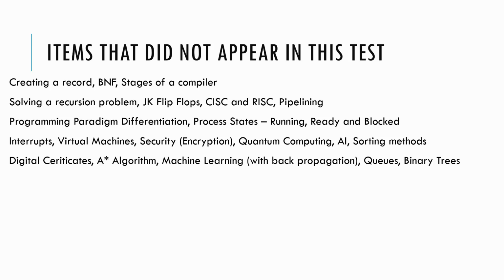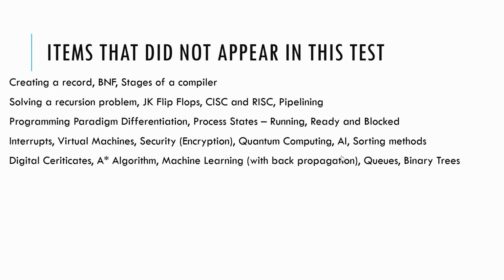Today we saw Dijkstra's algorithm, but we did not see the A-star algorithm. We did not see machine learning with back propagation included. That goes along with AI. We saw stacks and linked lists, but we didn't see queues. We didn't see binary trees. Oh, we also didn't see K-maps. I didn't list that here, but we didn't see K-maps.